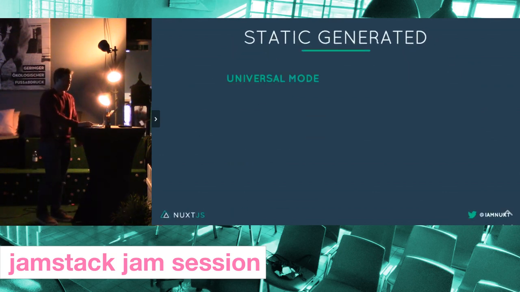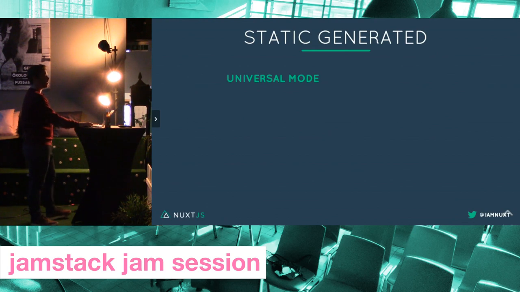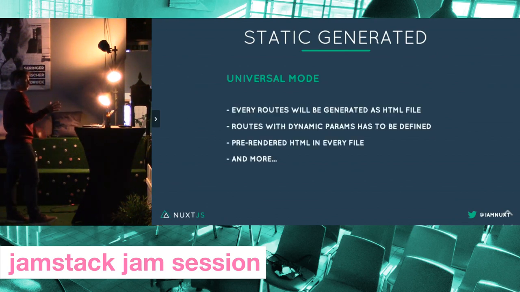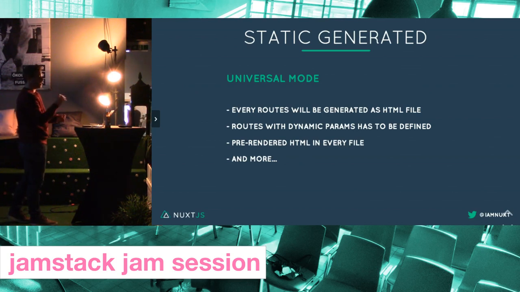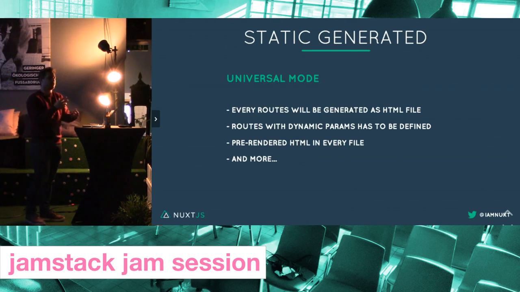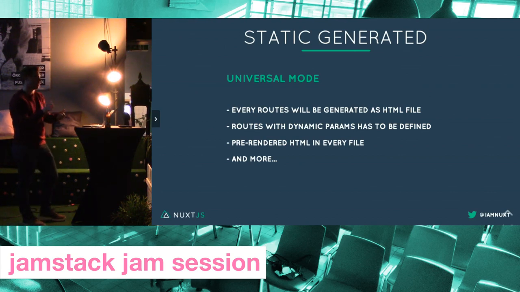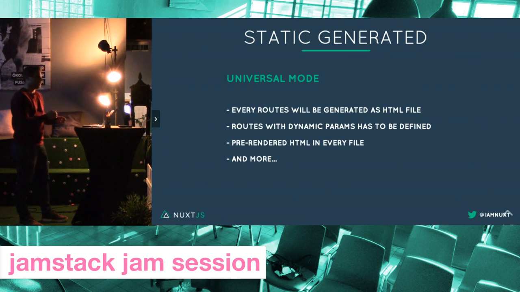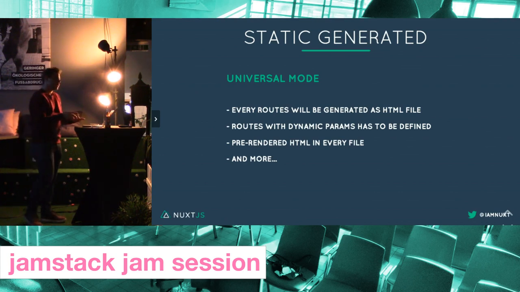And we got the second mode, as explained, the universal mode. So every route you decide to create is going to be generated as an HTML file. That means you're going to keep the SEO okay. I say okay because it's not going to be perfect, and I'm going to explain why. Every file is going to be generated, even if there are dynamic parameters inside your route. But for that, you have to define your dynamic params.